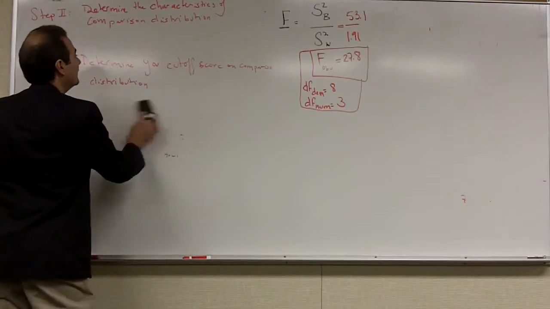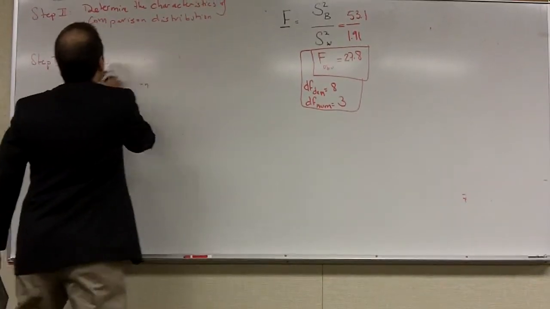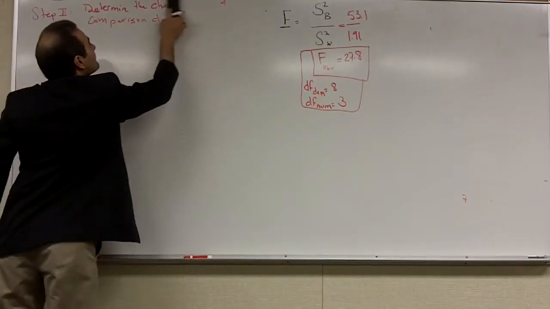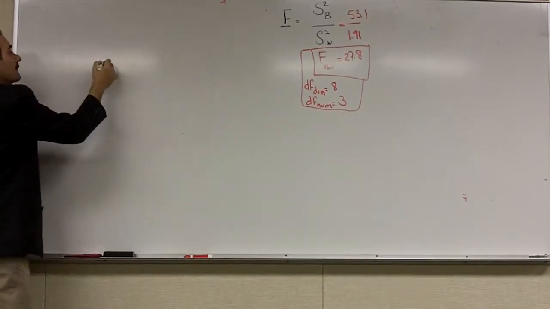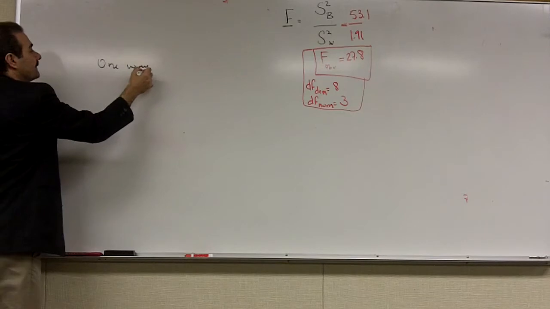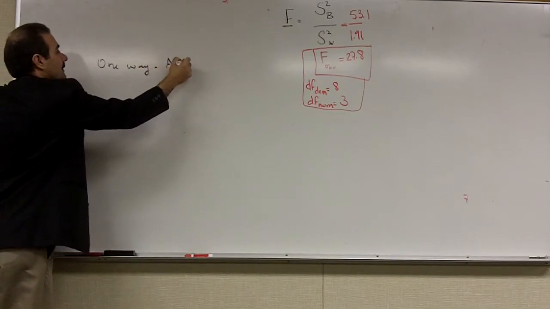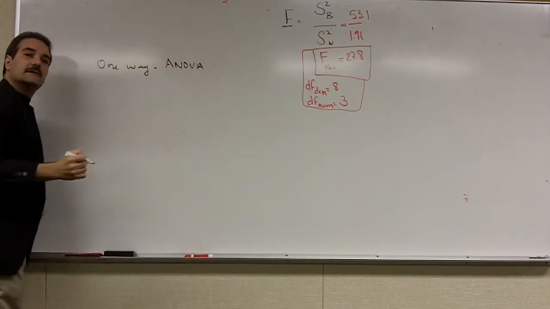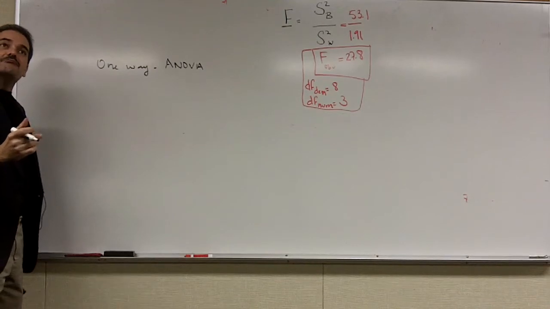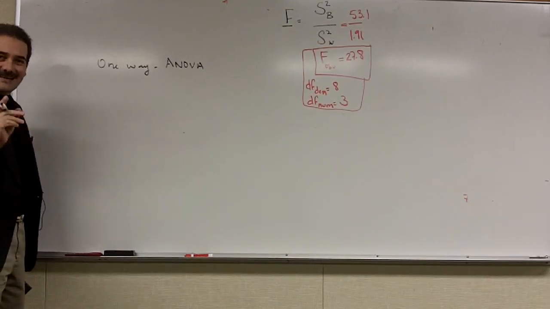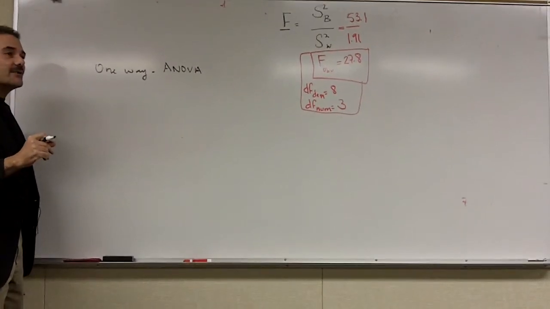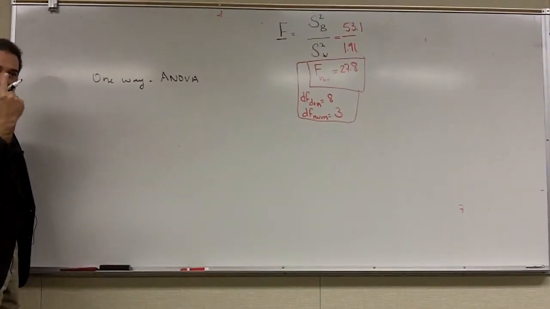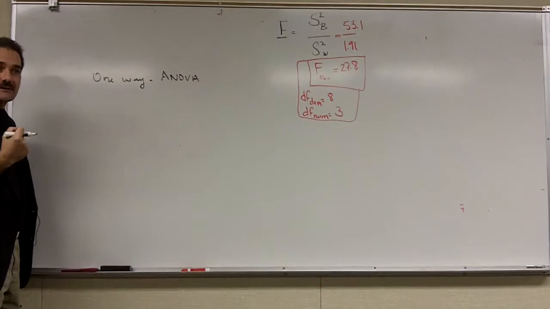What does one-way mean? Is there anybody who read the chapter? Can anybody tell me what one-way means? Or even look it up now? One-way ANOVA. That's a good guess, but that's not exactly it. One-way ANOVA means you are looking at one variable with multiple levels.